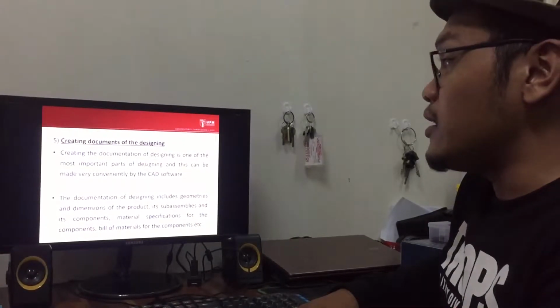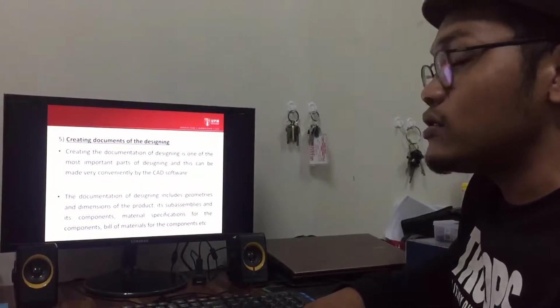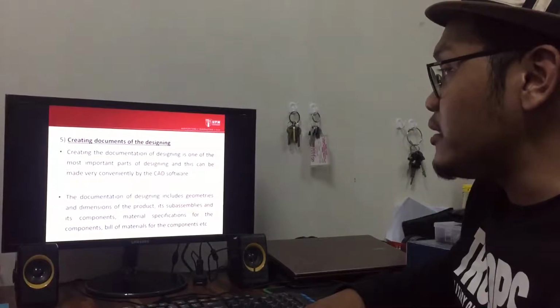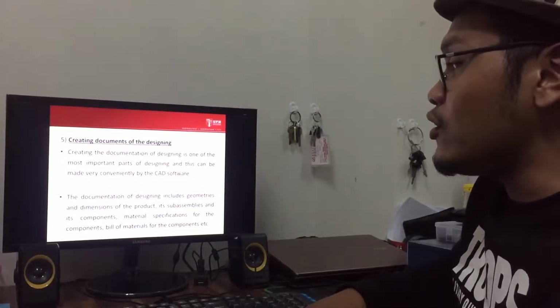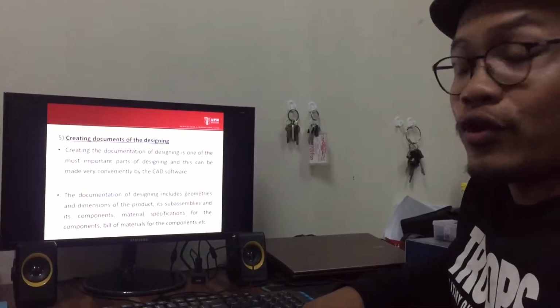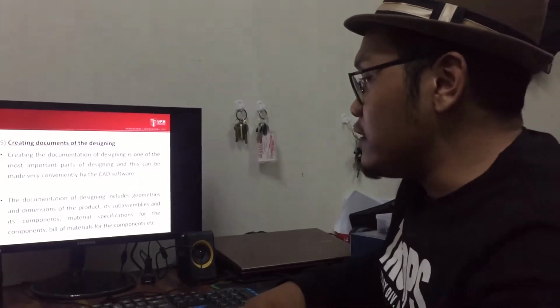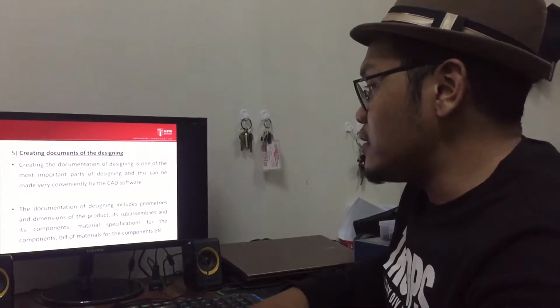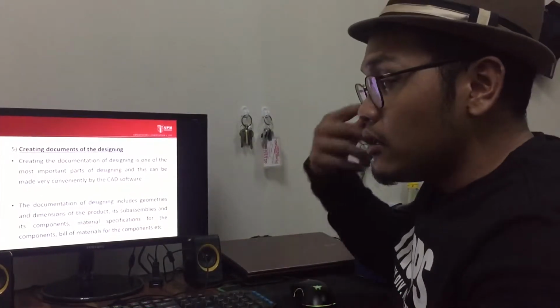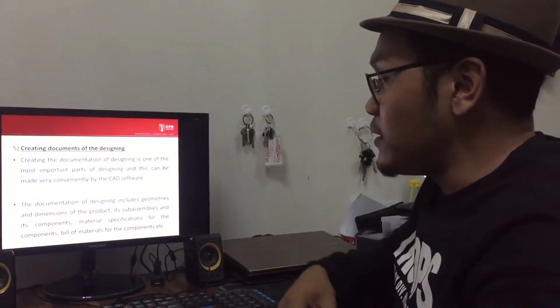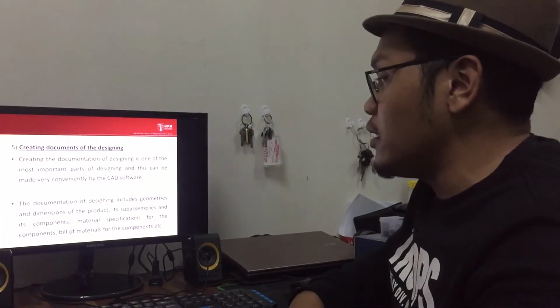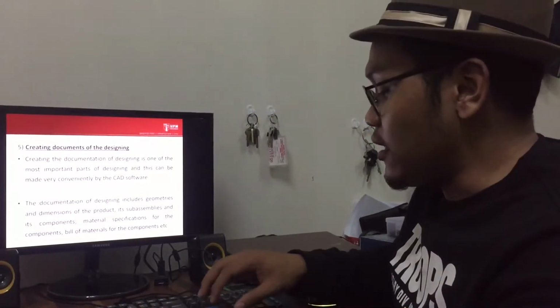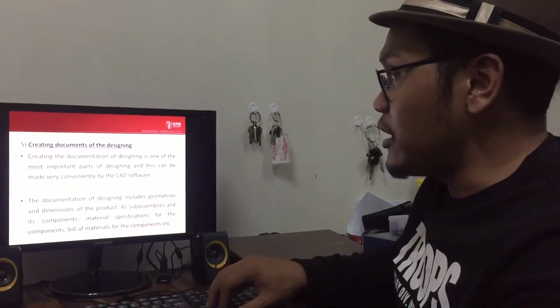Creating the documentation of the design is one of the most important parts of designing, and this can be done very conveniently by CAD software. The documentation of the design includes the geometry and dimensions of the product, its sub-assemblies and its components, material specifications for the components, bill of materials for the components, etc. I think that's all from us.